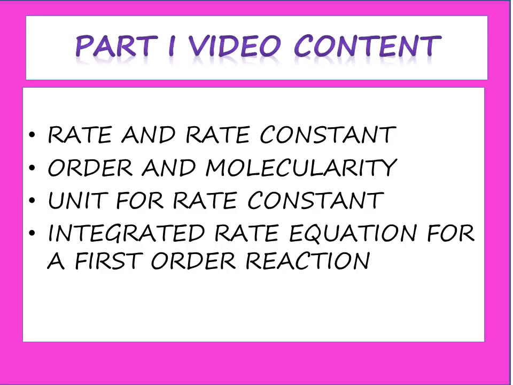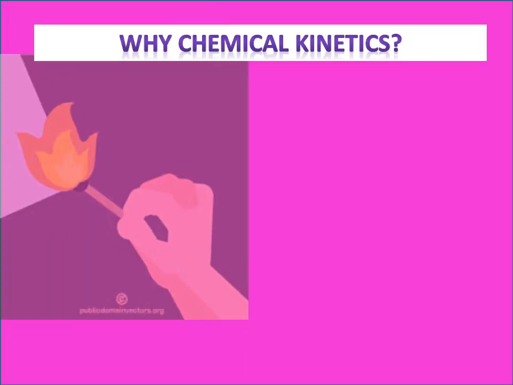In part 1 of chemical kinetics, we have studied what is rate constant, what is order, what is molecularity, what are the differences between them, what is rate constant unit, and what is the integrated rate equation for a first order reaction. And I gave some evaluation questions. Hope all would have completed those evaluation questions. If you did not do it, please complete it and proceed with this.